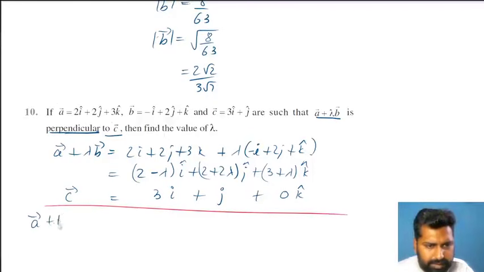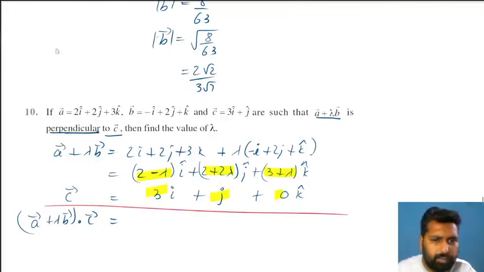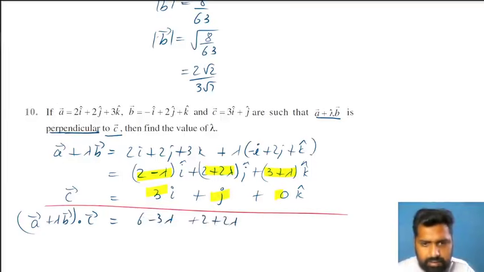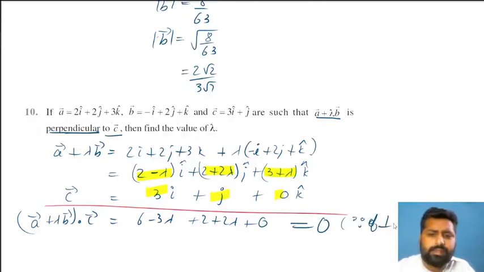A plus lambda times B vector dot C vector. So how do we do the dot? i with i, j with j, k with k. So this becomes, multiply this, 6 minus 3 lambda, multiply this, plus 2 lambda, 0 with anything is 0. And the dot product, as mentioned that the two vectors are perpendicular, the dot product should be 0 because of perpendicular vectors.